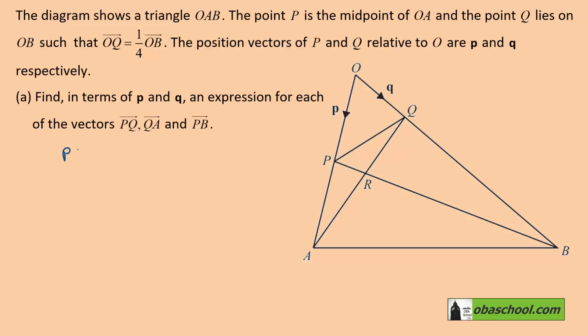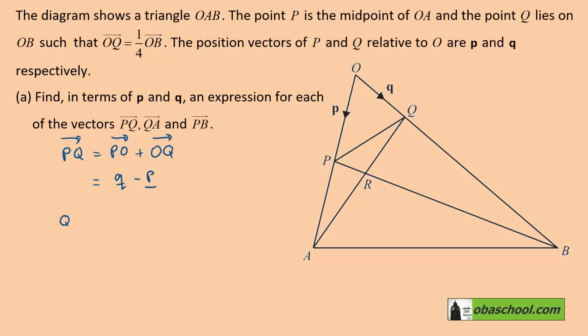So if we think about PQ, we've done this type of thing before, we can do that as PO plus OQ. And PO is backwards along here, so that's negative p, and OQ is q, so I'm going to write that as q take away p.